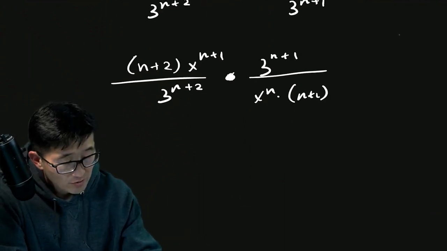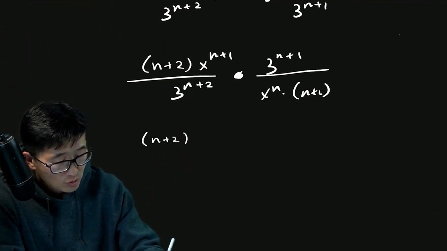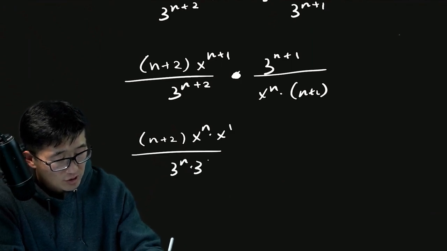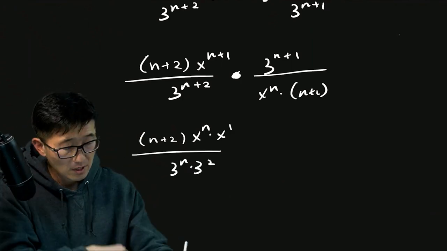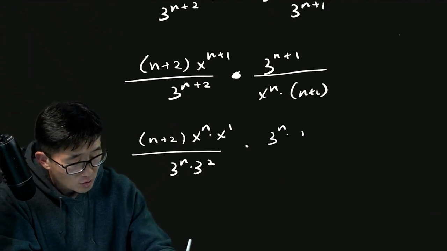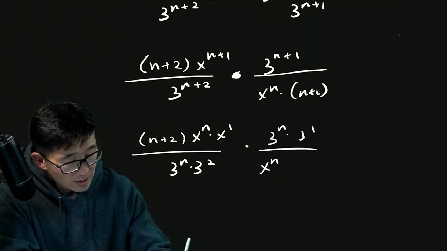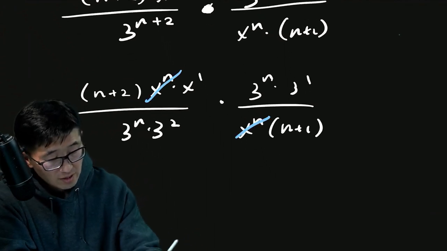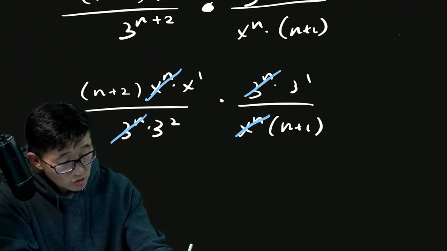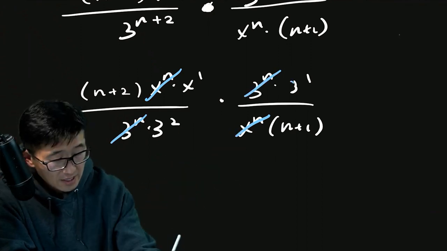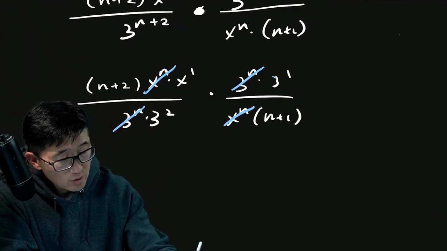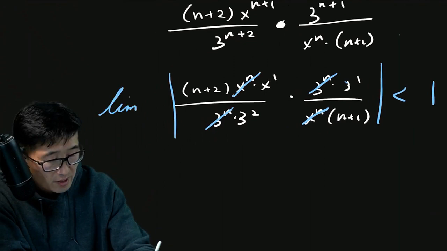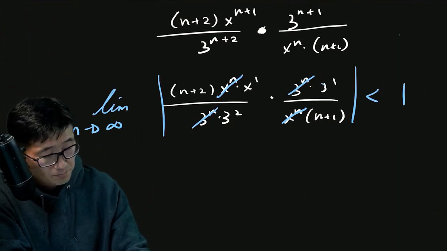Now we just have to simplify this out. So (n plus 2), x^n times x to the first power, 3^n times 3 to the second power. I'm just opening all of these up. And then times 3^n times 3 to the first power over x^n, (n plus 1). Now you realize there's a lot you can cancel out. So this right here will be just a number 3. This will be 9. And remember, this must be less than 1 in absolute value, and we want to take the limit as n approaches infinity.